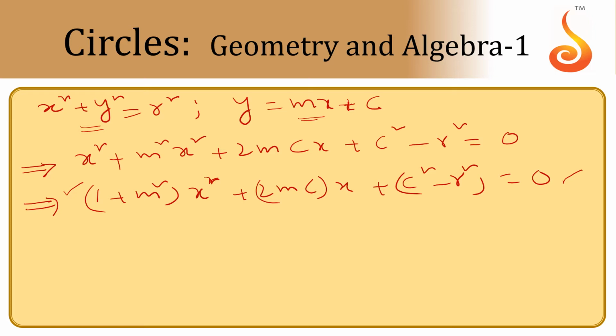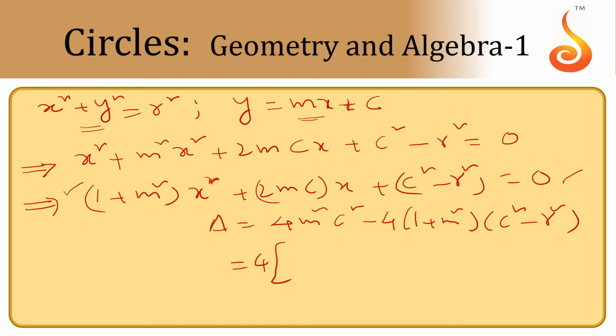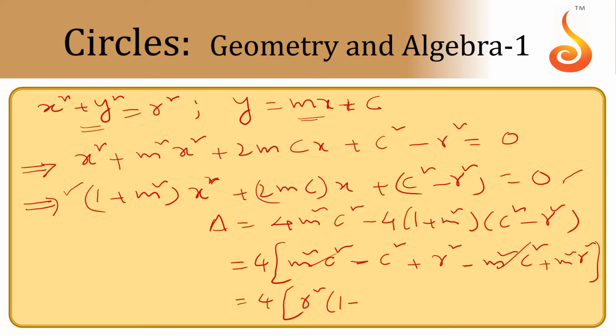How to get it? You know that if you apply the discriminant value, 4 m square c square minus 4 times (1 plus m square) into (c square minus r square), that is 4 times (m square c square minus c square plus r square minus m square c square plus m square r square). So m square c square gets cancelled. You will get 4 times r square into (1 plus m square) minus c square.